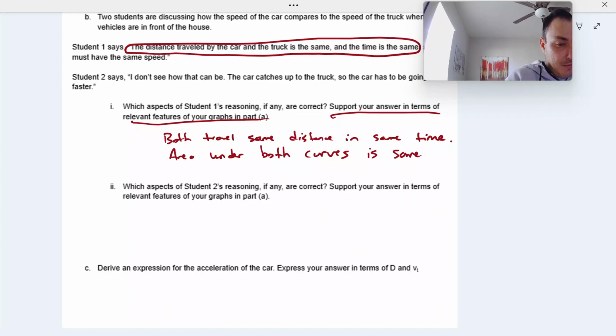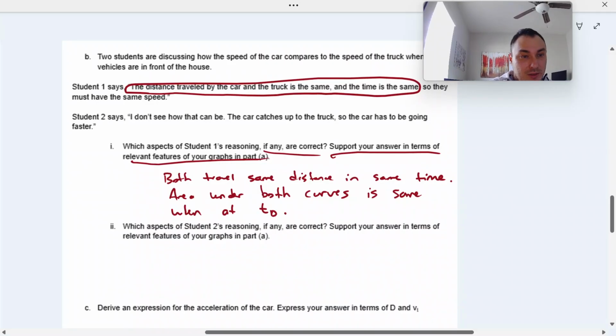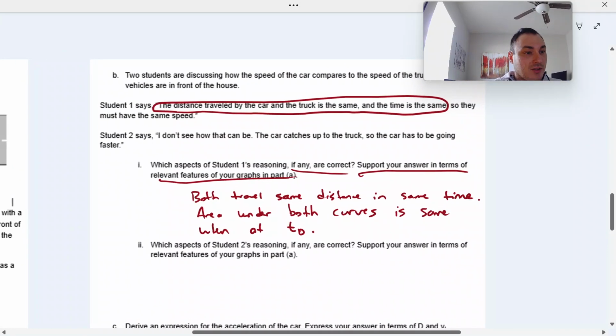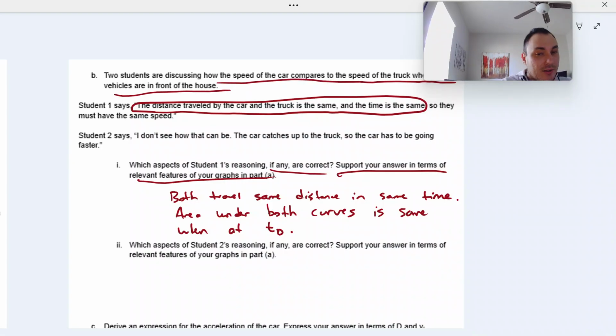Is same when at td. We don't have to explain what the student got wrong, just explain what the student got correct. So we can end it there. But the student is incorrect that they must have the same speed when they're in front of the house, because that's what this argument is about. They're comparing the speed of the car and the speed of the truck when the vehicles are in front of the house. That's not true.